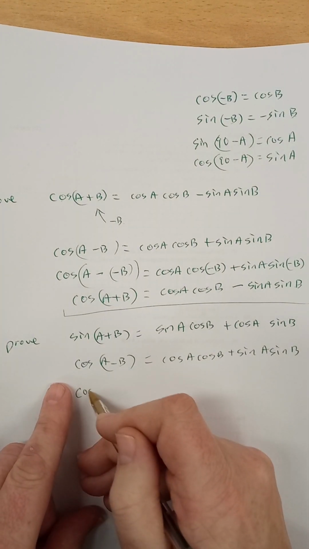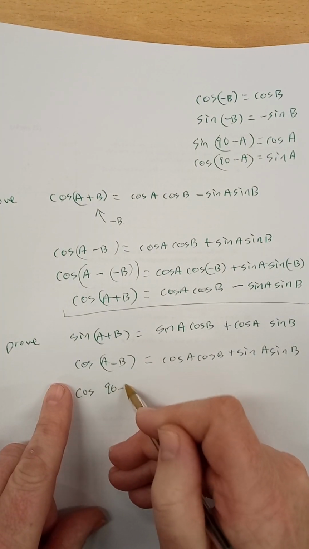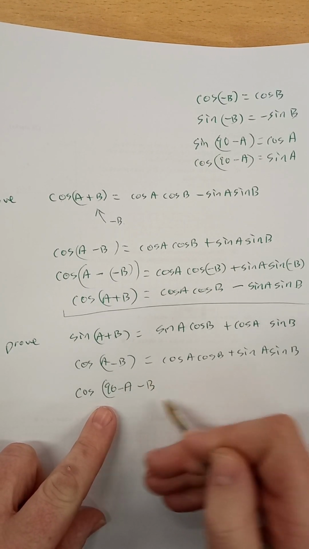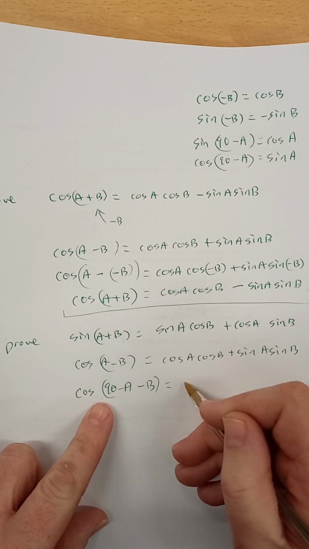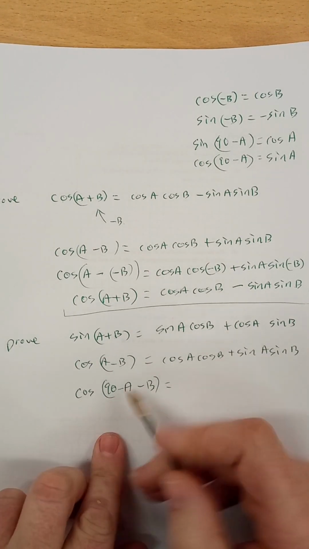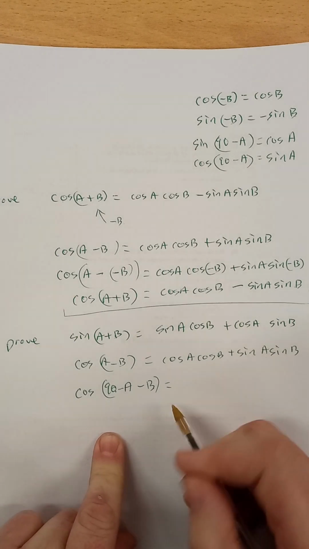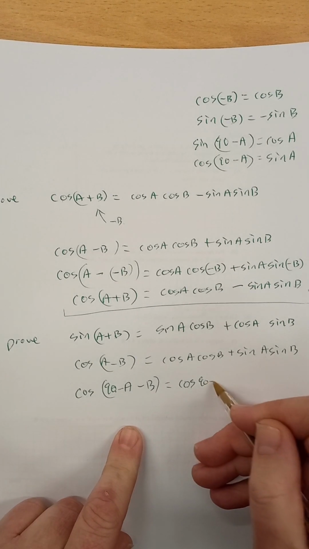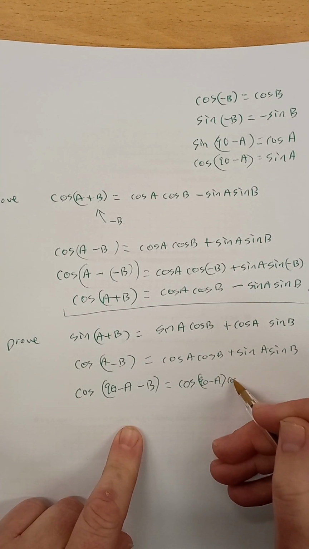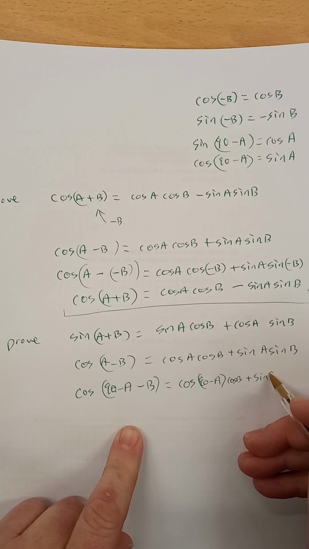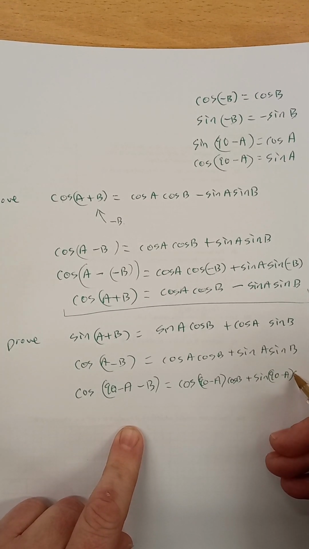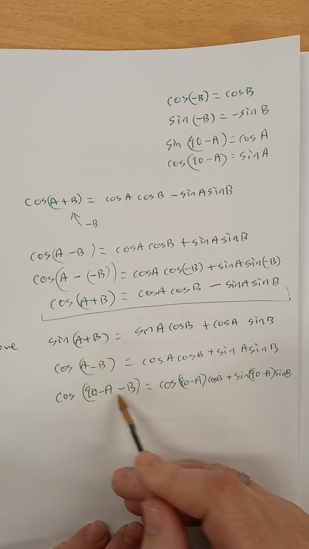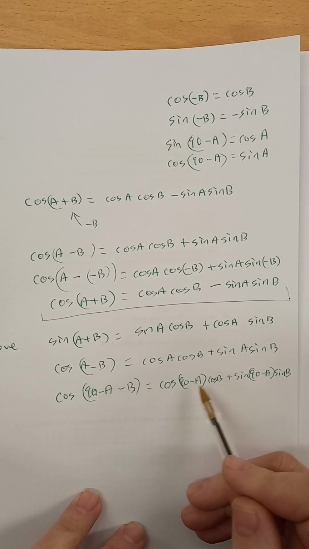So watch. That's going to become the cos of 90 minus a minus b. Okay? And that's going to be equal to, now we're going to pop this in everywhere a is meant to go. So that's going to become the cos of 90 minus a by the cos of b plus the sine of 90 minus a by the sine of b. Okay, so you see what I've done? I've just replaced that, and you can see what's going to happen even before it happens.